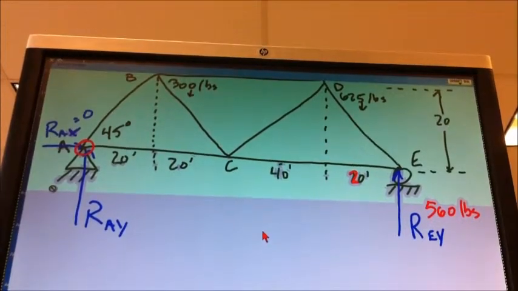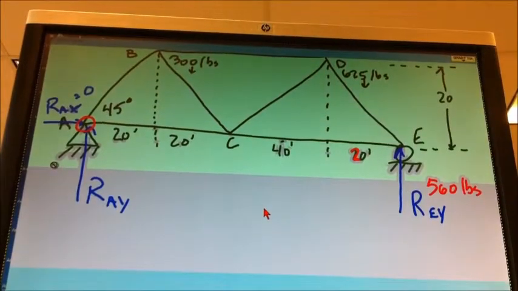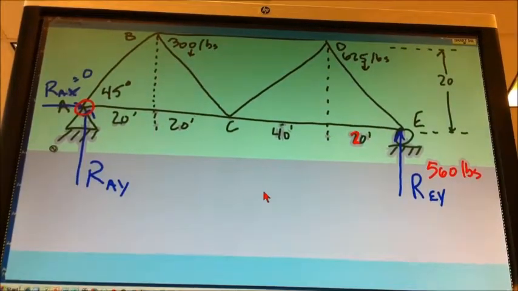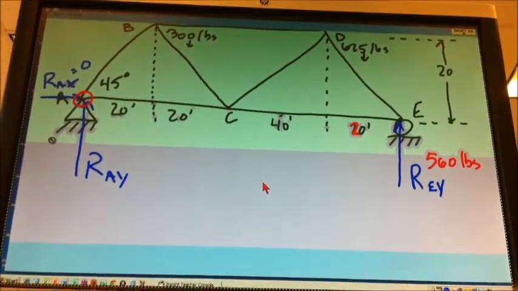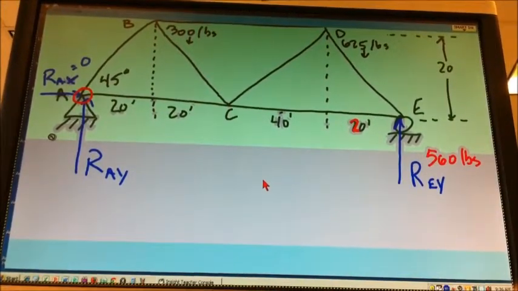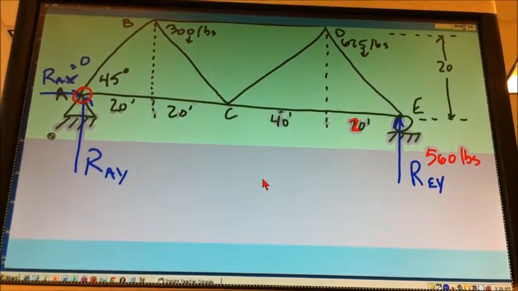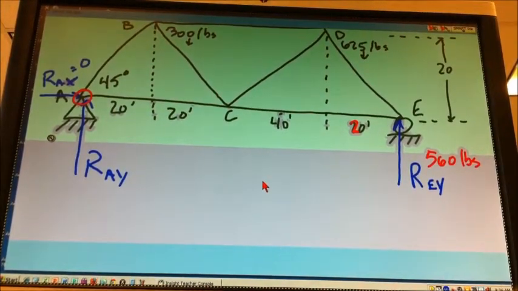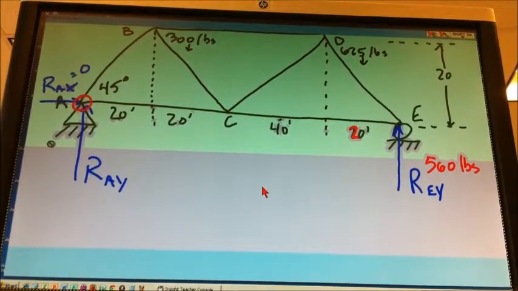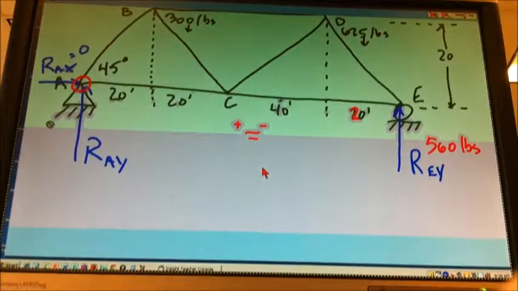Alright, so now we can solve for RAY. Again, you've got to remember, some of the moments are going to equal 0, and the forces in the same direction will equal 0. So in this case, we have REY going up, RAY going up, and 300 pounds going down. Same exact 625 thing, going down, and there's 2 of them. Again, you can put your plus and minuses on either side.